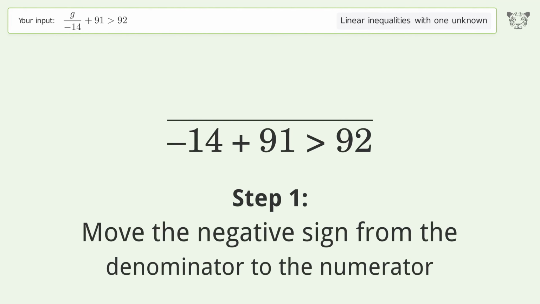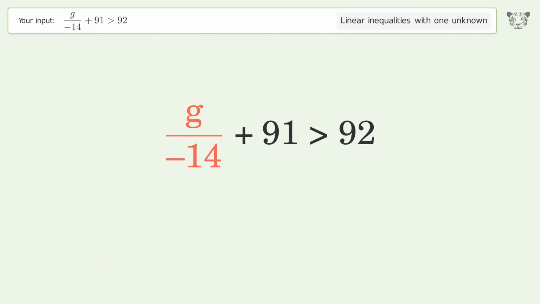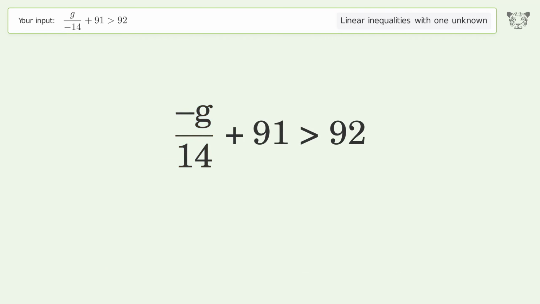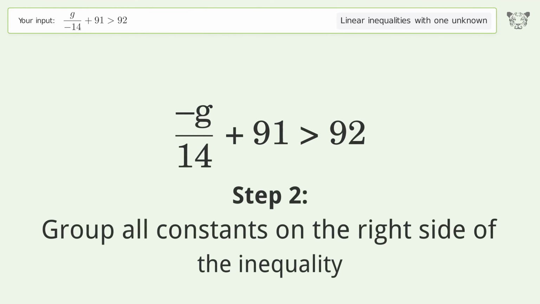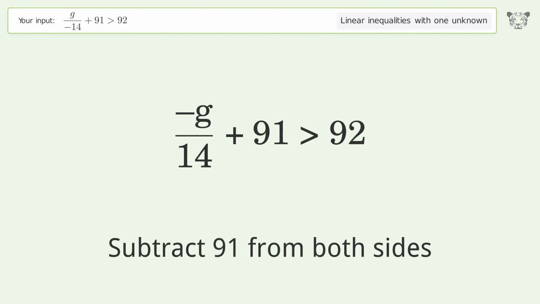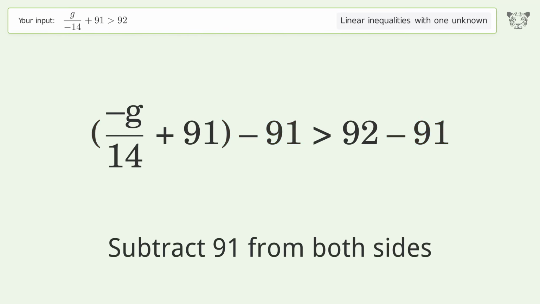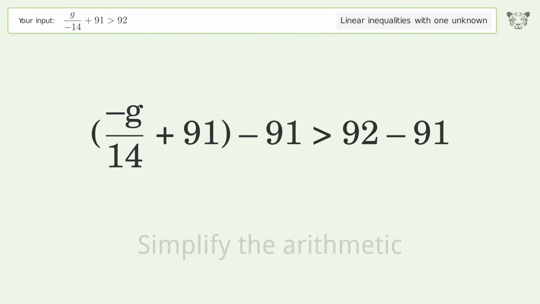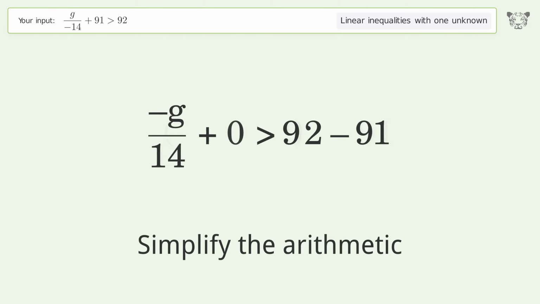Move the negative sign from the denominator to the numerator. Group all constants on the right side of the inequality. Subtract 91 from both sides. Simplify the arithmetic.